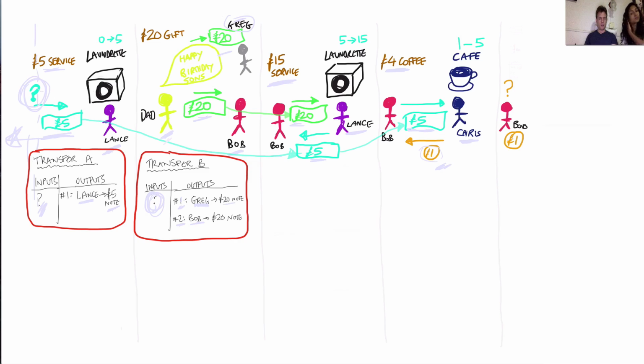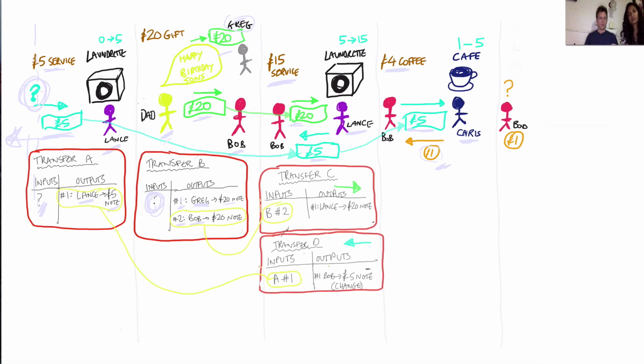So then, if we go to this scenario here, this is where Bob takes that £20 note and goes to the laundrette. He handed over the £20 note and got £5 change. So that's a transfer in two directions. The first one is Bob paying the laundrette £20, and then the second transfer is the laundrette paying Bob the change. So in this case, transfer C was Bob handing over £20 to Lance the laundrette.